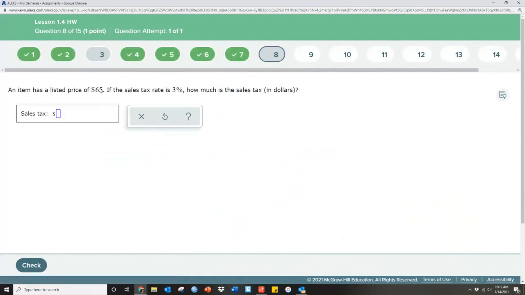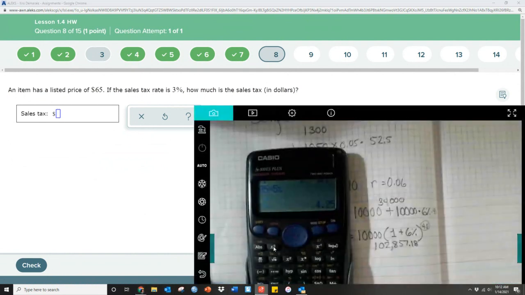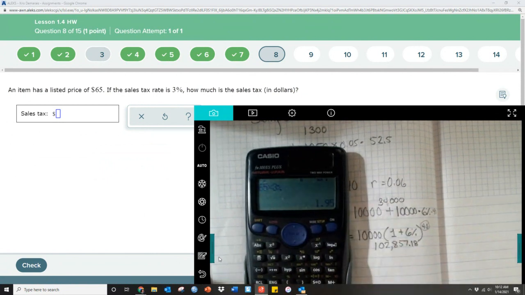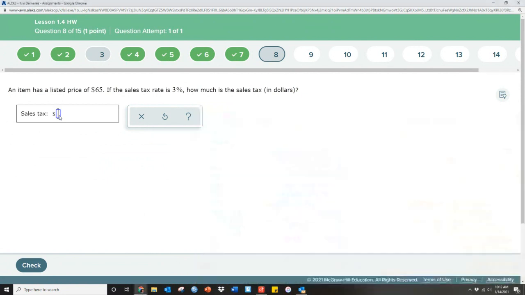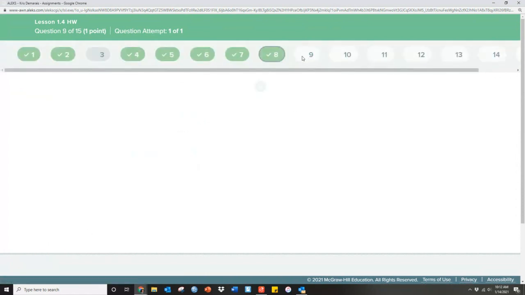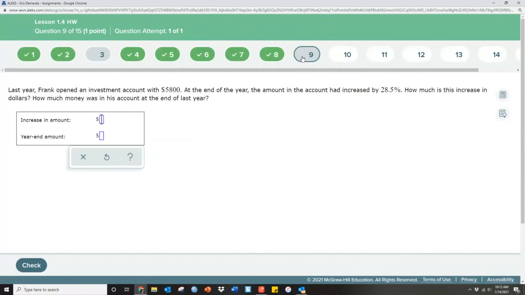So an item is listed at $65. If the sales tax is 3%, how much is the sales tax? So again, this isn't asking for the total price of the item, but we're looking for the sales tax, which adds to the value, but it's 65 times the 3%. You'll notice how I'm just punching it in my calculator, so it's $1.95.